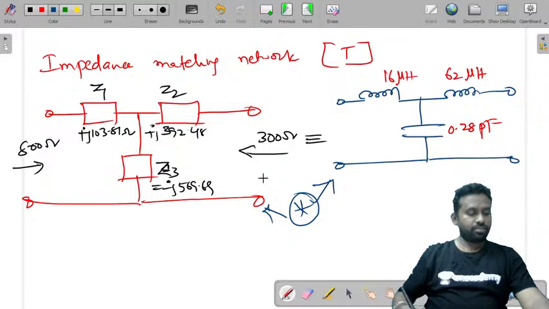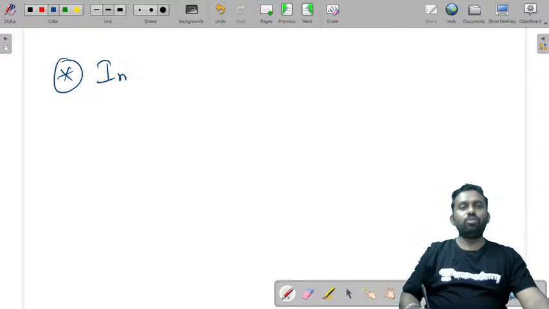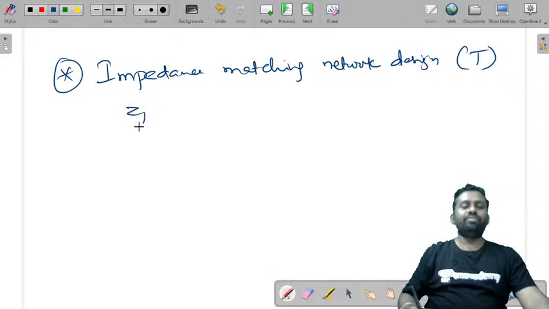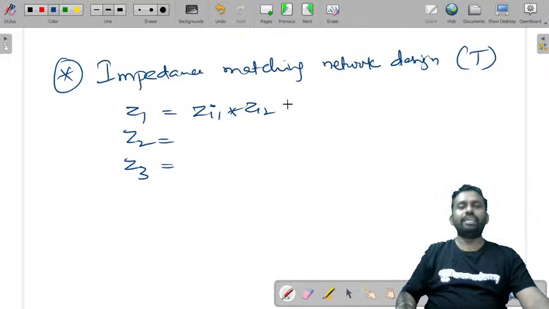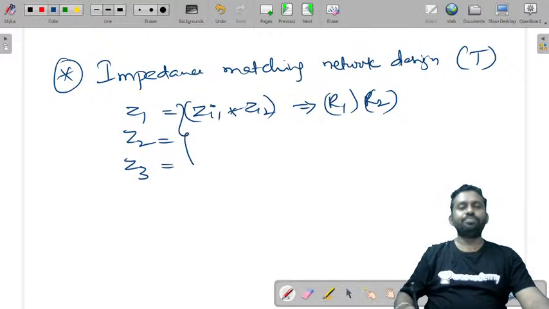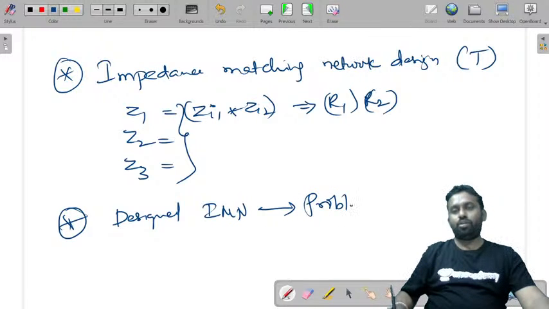Okay, so in this session we have learned about impedance matching network design of T type, wherein we found Z1, Z2, Z3 in terms of Zi1, Zi2, also in terms of R1 and R2, taking it purely resistive, lossless, the same. And then we have designed the impedance matching network for the given problem.